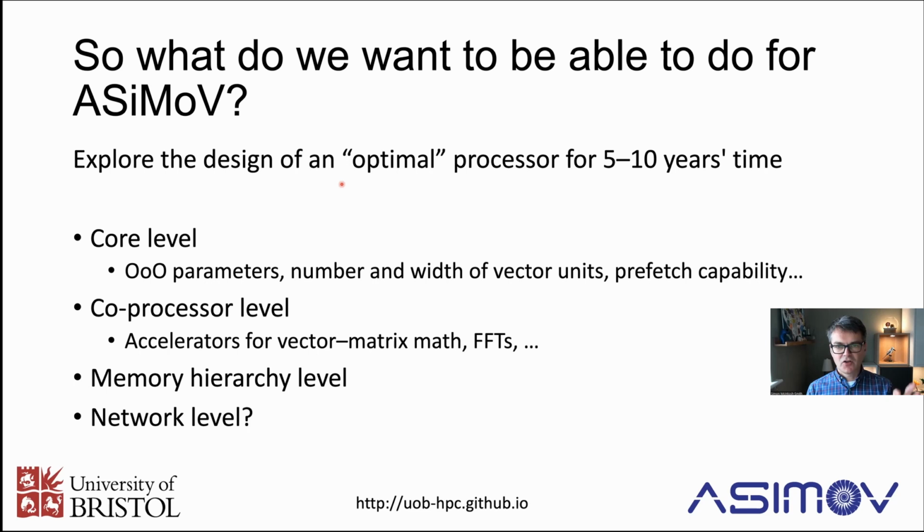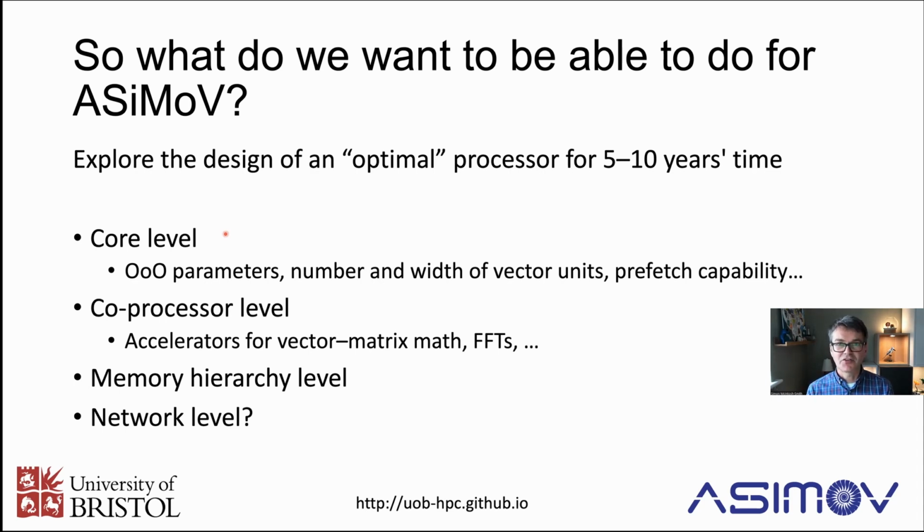So we want to design optimal processors to make these Asimov goals and ambitions feasible in the 5 to 10 year timeframe. That's meant we've needed a very fine-grained, accurate processor simulator down at the cycle level. So within cores, we want to be able to model the out-of-order parameters. How wide is the processor? How many instructions can it fetch and issue and execute every cycle? How many instructions can be in flight at any one time?